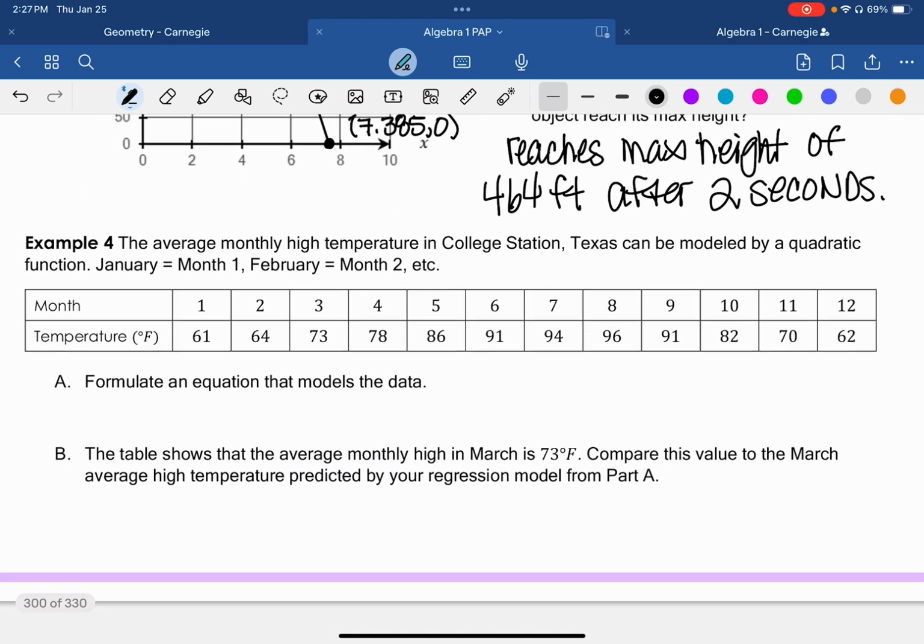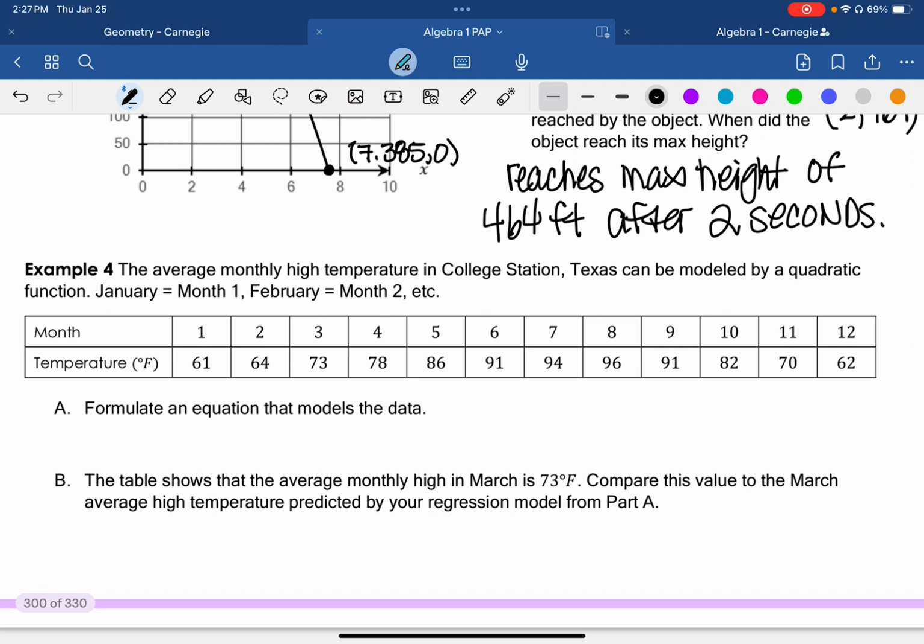All right. Our last example today, example 4: the average monthly temperature in College Station, Texas, can be modeled by a quadratic function. January equals month 1, February equals month 2, etc. So March, April, May, June, July, August, September, October, November, December. That's what those numbers mean. These are the average temperatures for each of those months. Formulate the equation that models the data.